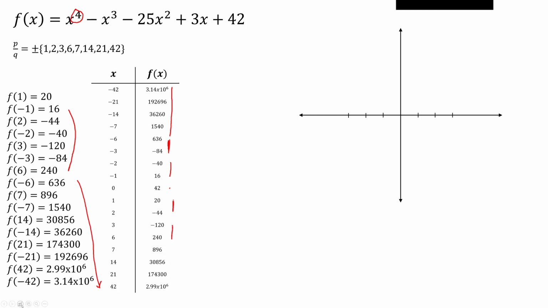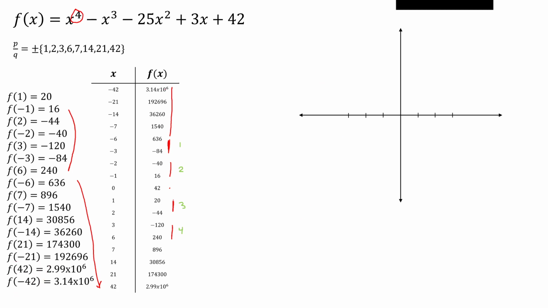So we have found, just by using logic, that there's one zero between negative 6 and negative 3, another between negative 2 and negative 1, a third between 1 and 2, and a fourth between 3 and 6. That's all 4 of my zeros, so they're all real, and they are not going to be rational, so they're irrational zeros. Let's look at what this would look like on a graph.